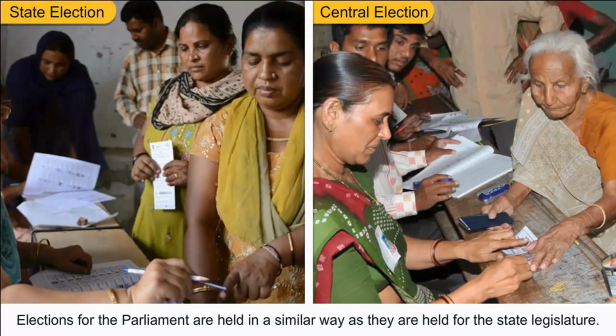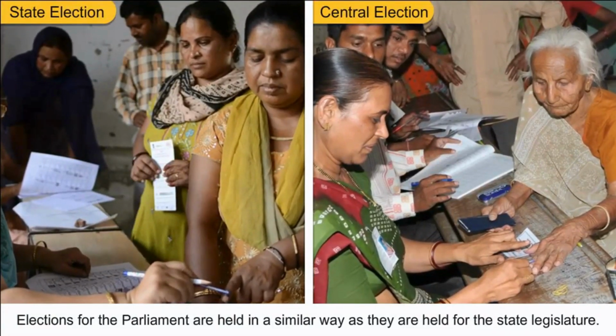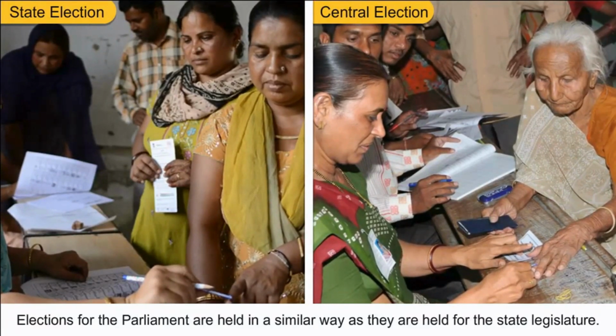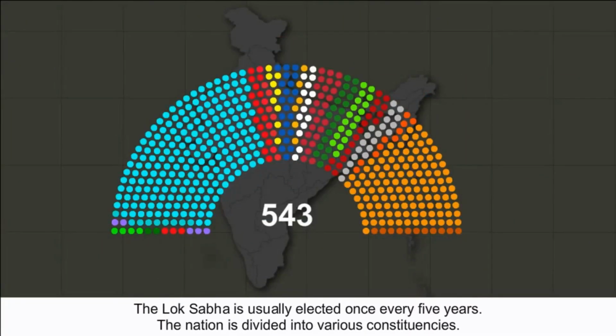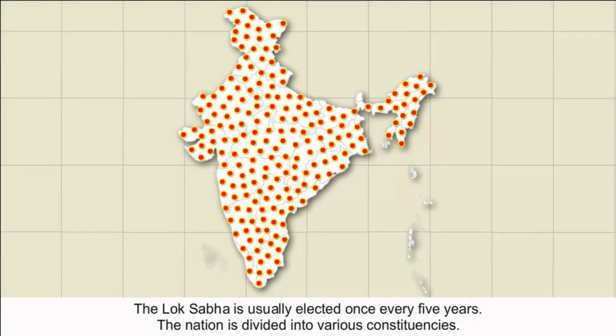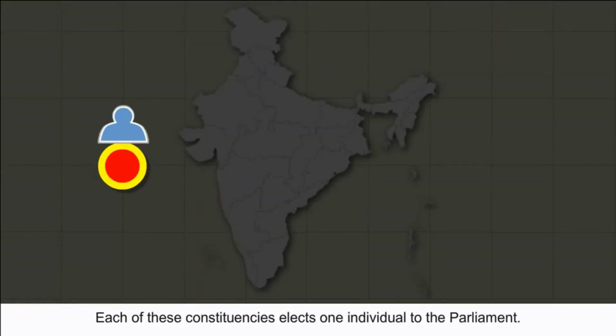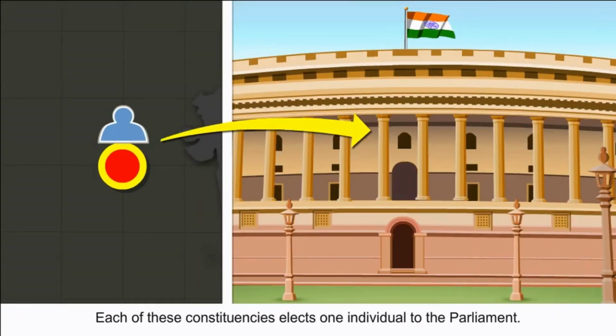Elections for the Parliament are held in a similar way as they are held for the state legislature. The Lok Sabha is usually elected once every 5 years. The nation is divided into various constituencies. Each of these constituencies elects one individual to the Parliament.